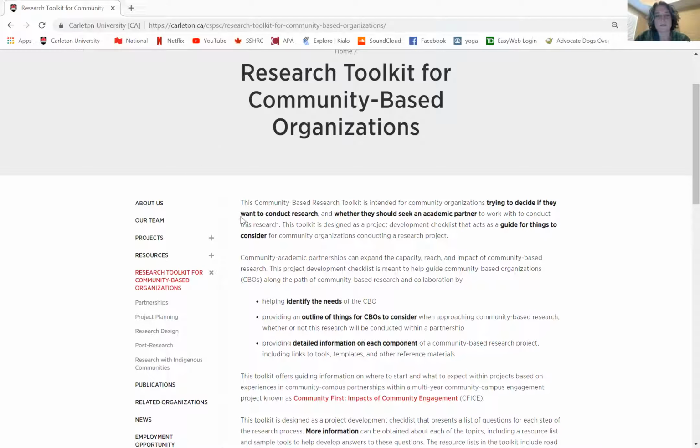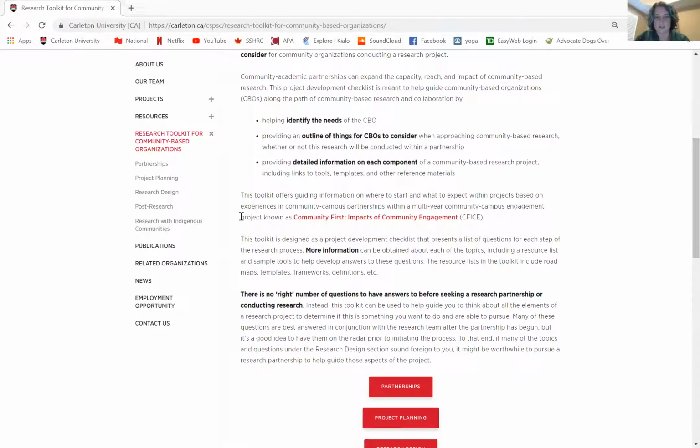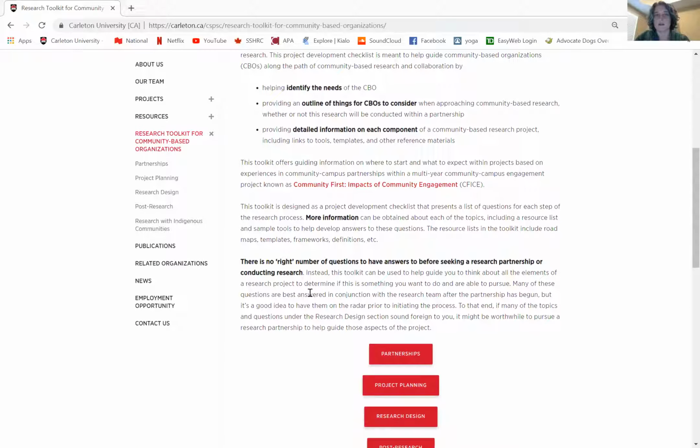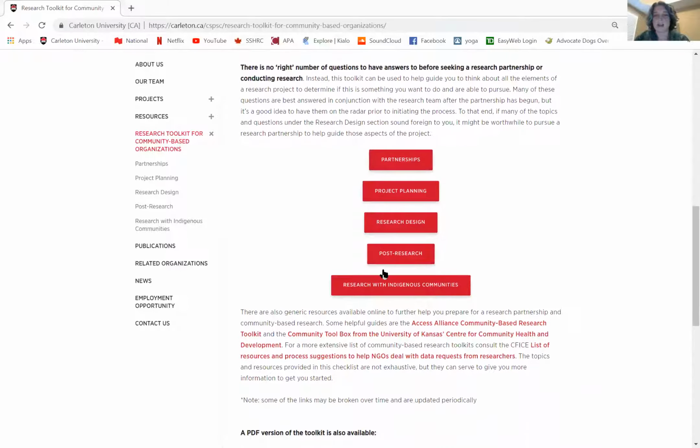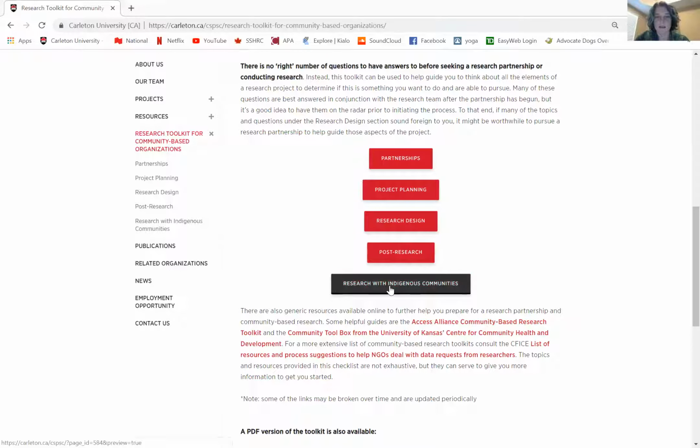Just to begin with, there's a bit of introductory information. We will send out a link to the website as well, so you can have a look at the tool afterwards. We've broken it down into 5 main areas. Also, through feedback gathered from community organizations, we decided that we should have a section on research with Indigenous communities.